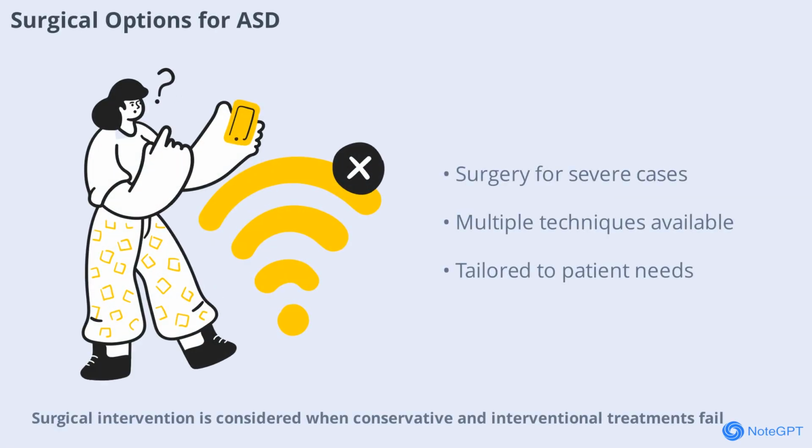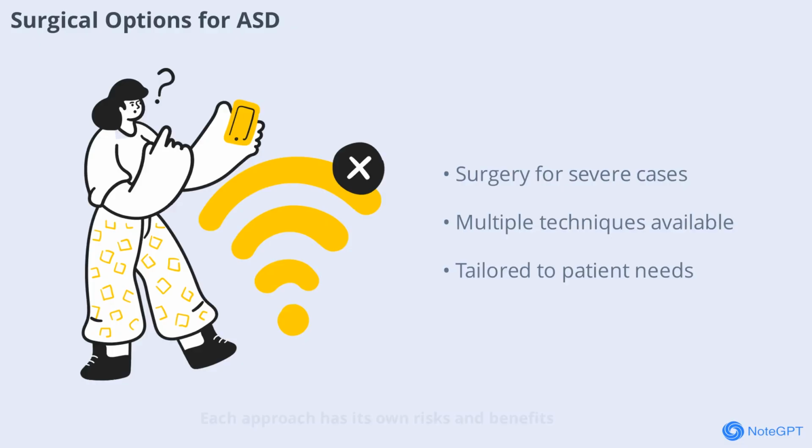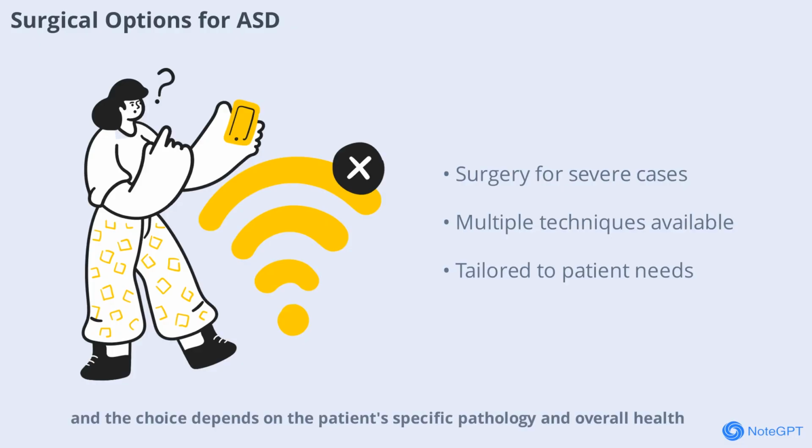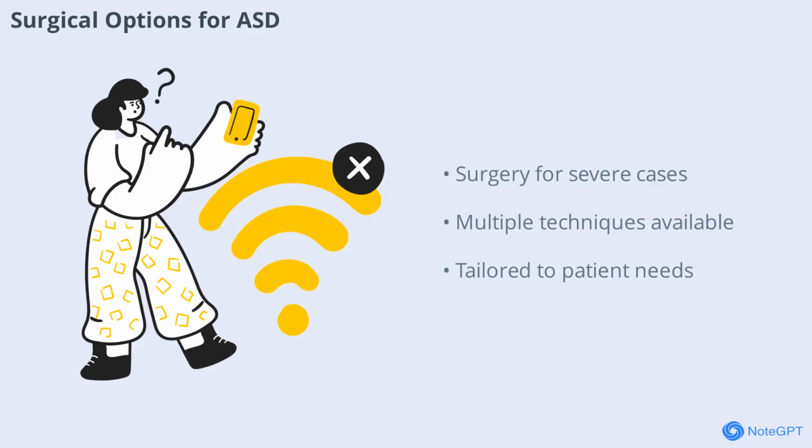Surgical intervention is considered when conservative and interventional treatments fail, or when there is significant spinal instability or neurological deficit. Options include total disc replacement, extension of fusion, decompression surgery, and minimally invasive techniques. Each approach has its own risks and benefits, and the choice depends on the patient's specific pathology and overall health. Advances in surgical technology continue to improve outcomes and reduce complications.